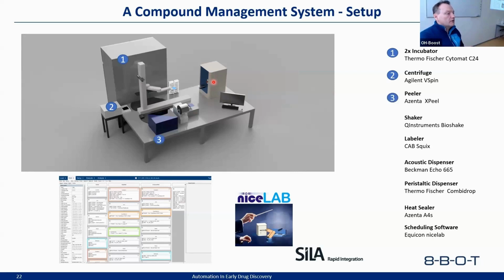And the next point, the heat seal is peeled off. It's just like a sticky tape you put on top, and then it's extracted from the plate. Shaker to get an even distribution of the compounds in the wells. A labeler, you label a plate automatically with a barcode. Acoustic dispenser, and here the peristaltic dispenser, and a sealer at the end. So at the end, we seal the plates, so we don't have any connection to the oxygen on the outside.